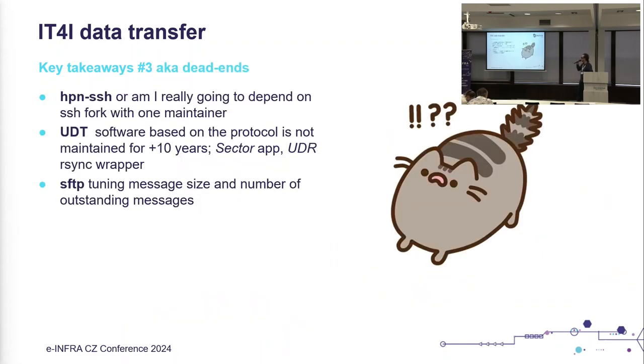We tried some dead ends. We tried HPN-SSH, but unfortunately this is a solution maintained by one single developer, and it would be quite problematic. UDT, which seemed really a star like 10 years ago, was mentioned everywhere. Some people on Reddit say they're still using it for these transfers, but there is no maintenance of the software. And generally, with SFTP tuning, there were no meaningful benefits from what we tried.